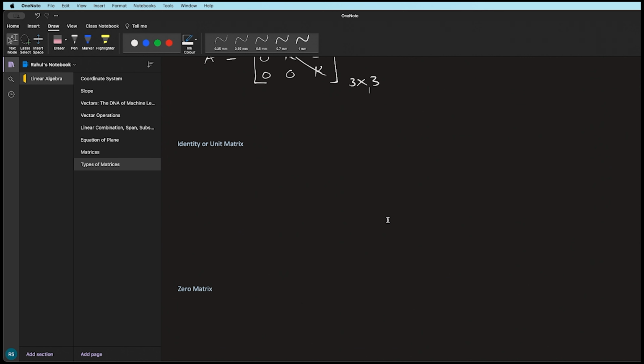Now coming to the identity matrix. The identity matrix is also a diagonal matrix, but the diagonal elements are always one, and it is denoted by I.